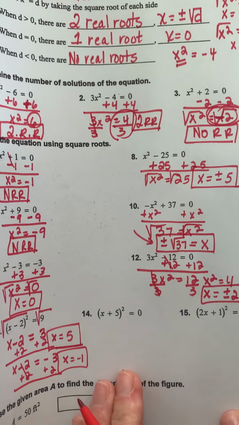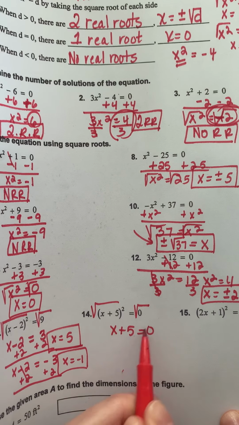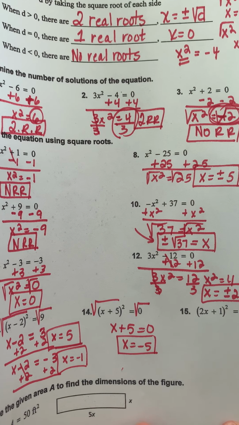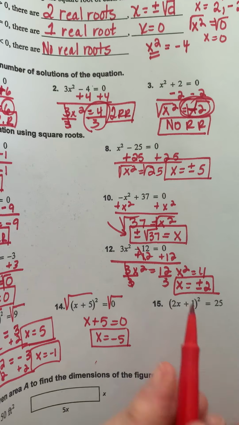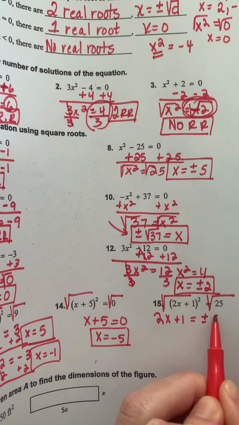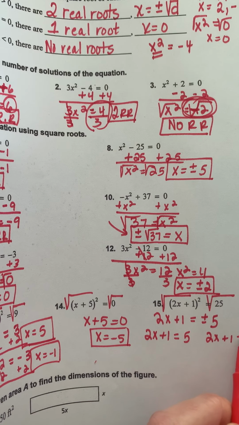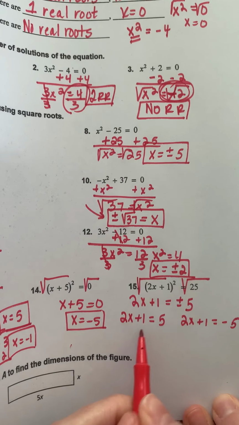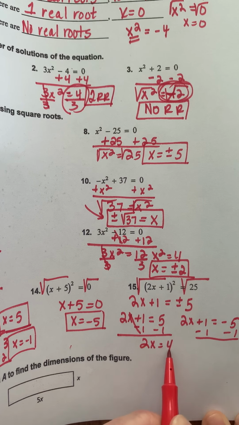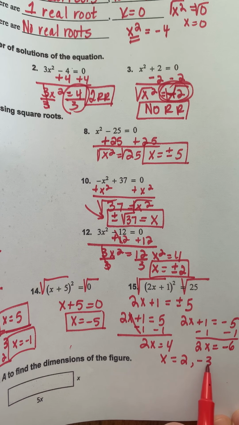Then for these two examples, take the square root of both sides because this is all squared. So you get x plus 5 equals 0. It is a double root, which means it crosses the x-axis at -5. And then square root of both sides, 2x plus 1 equals plus and minus 5. So you're going to set up two equations and solve them. I'm just going to solve them at the same time. So you get 2x equals 4, 2x equals -6. So you get 2 or -3.